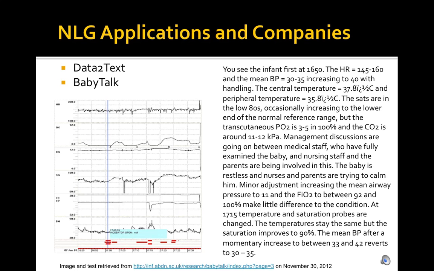Our research has revealed two companies that specialize solely in creating applications using natural language text generation. One company is called Data to Text. This company is a spin-off from the Natural Language Generation Laboratories at the University of Aberdeen in Aberdeen, Scotland. The staff includes Ehud Reiter, a leading researcher in natural language generation. Data to Text case studies include a project called BabyTalk, which generates summaries of clinical data about babies in neonatal intensive care units.